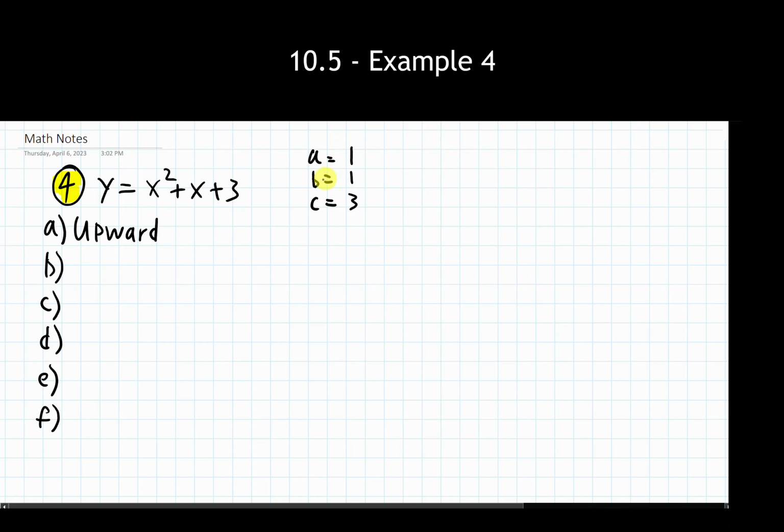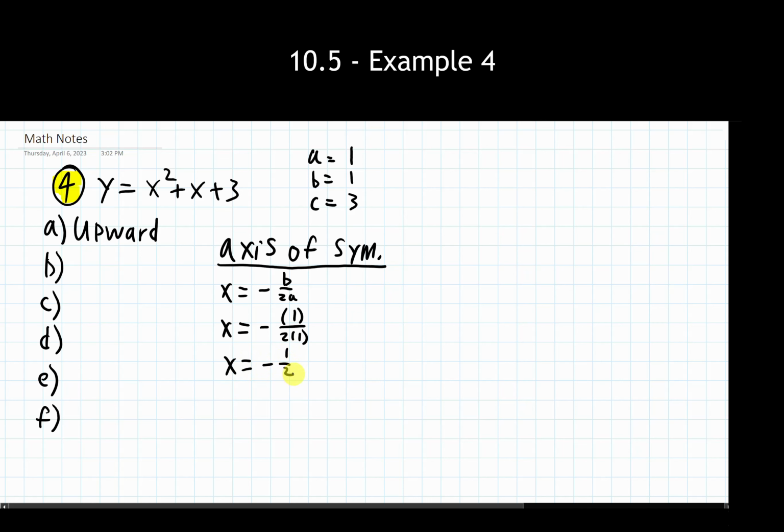Looking for the vertex of this thing. Okay, well I have my a and my b value. Vertex and axis of symmetry, again, they go hand in hand, so I'm just going to start with finding the axis of symmetry first. So it's going to be x equals negative b over 2a. I'm just plugging in my a and b values accordingly. I have b as 1. I have a as 1 also, which means I'm going to have an x value of negative 1 over 2, or negative 1/2, for my final answer here.